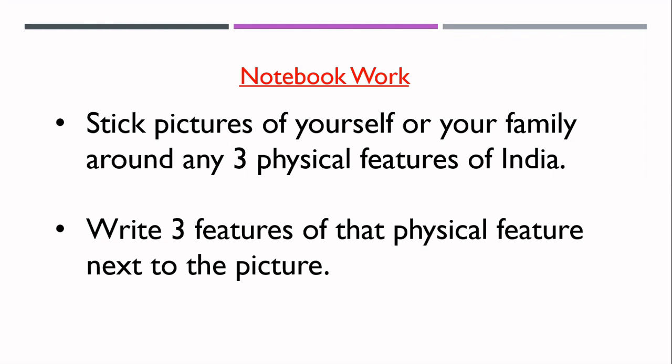I want you to stick that image, and next to that image, I want you to write three features of that particular physical feature. Okay, so I repeat, three physical features and three features of each physical feature. So, minimum nine features have to be handwritten. So, every notebook page, you will stick one picture, write down the name of the physical feature, and write down the three features. Next notebook page, another picture.